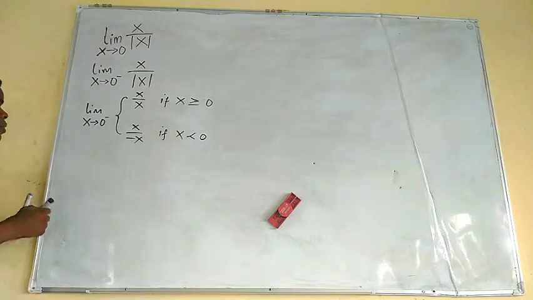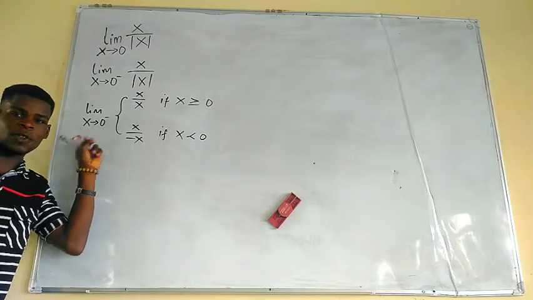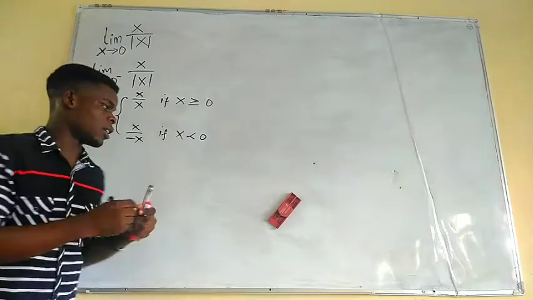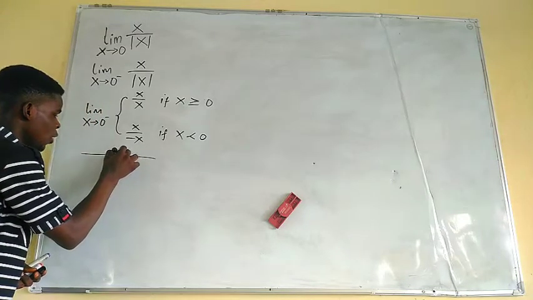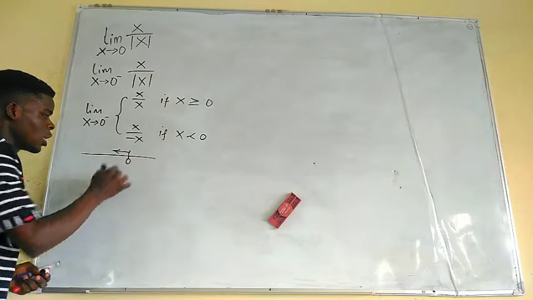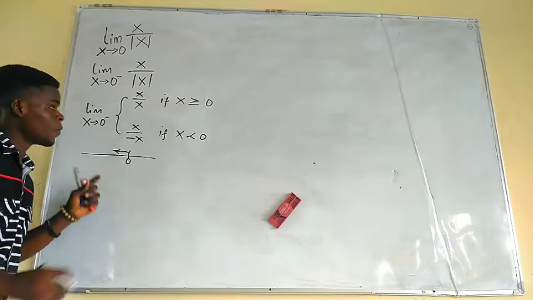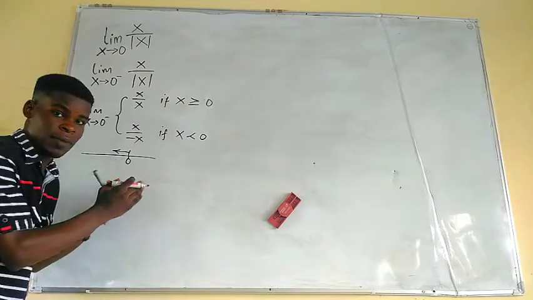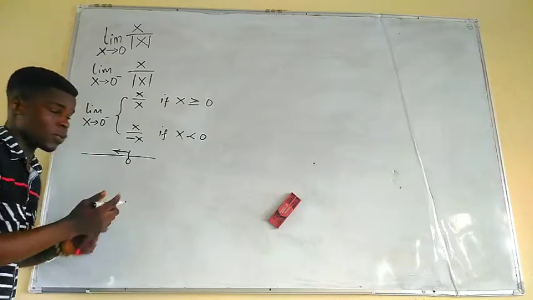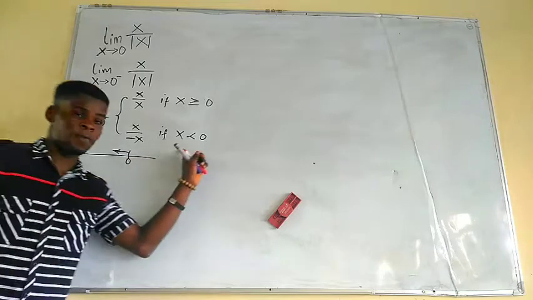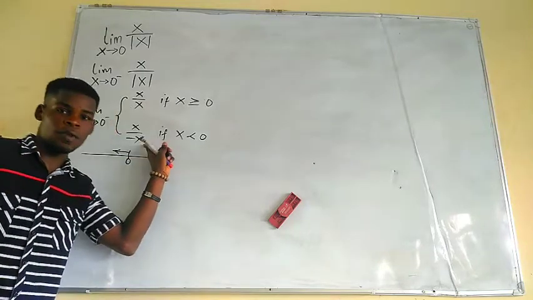Now, we are taking the limit as x approaches 0 from the left. What are we saying? This is a number line, and this is the point 0. On the left of 0, we have negative numbers. So if x is approaching 0 from the left, that means x should be a negative value, sufficiently close to 0. Because x is negative, x is less than 0, and because of that, we're going to make use of this function.